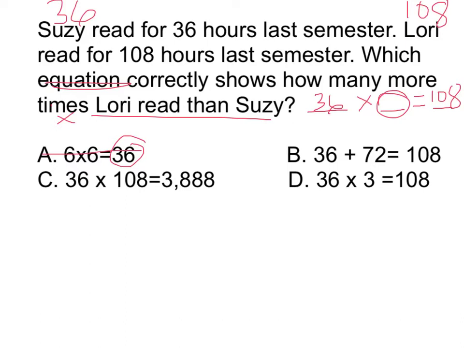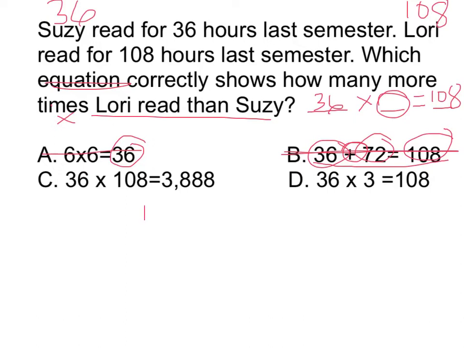Then we have 36 plus 72 at B equals 108, which it does. If I take 36 and I add 72, I will get 108. But add means combine. I'm not going to combine Susie and Lori's score or how many hours they read. So therefore, it doesn't solve my problem. So that's wrong.